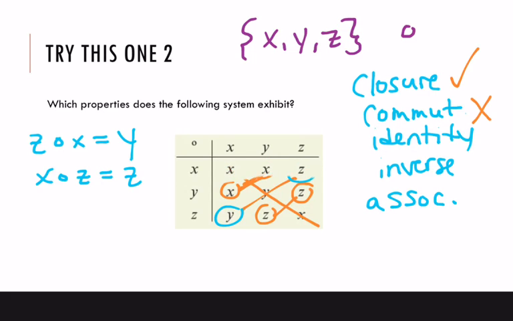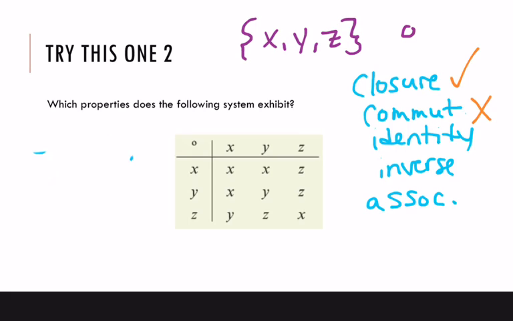Identity. Okay, so look for a row or column that matches x, y, z. And okay, we've got one here, so perhaps y is the identity. So let's check the row for y as well, and I see x, y, z, which matches the original element order at the top. Okay, so that works. So that tells us that yes, the identity property does hold, and that y is the identity.